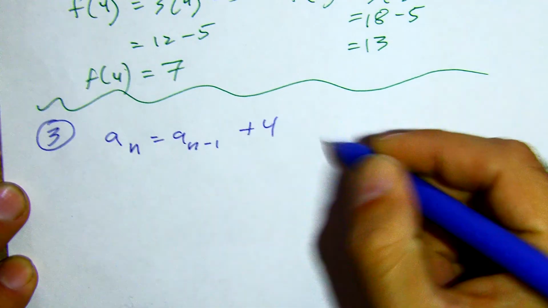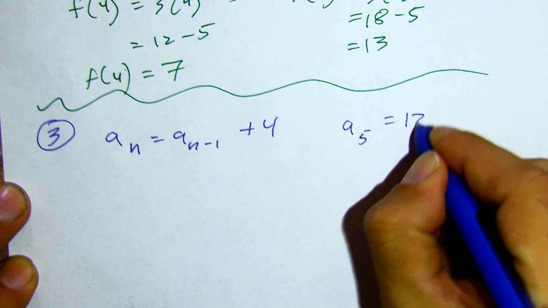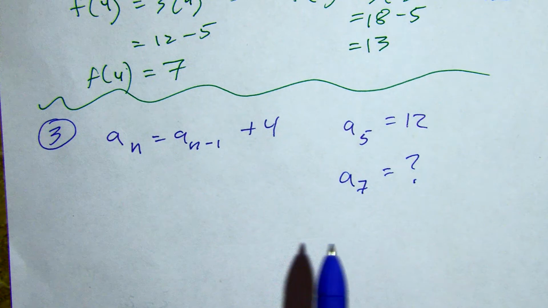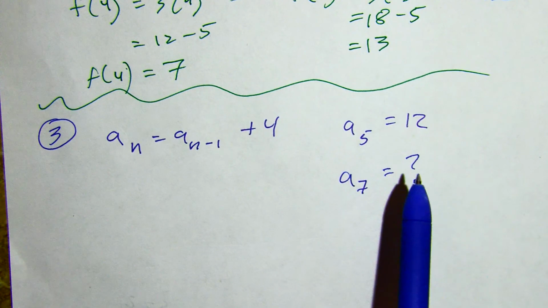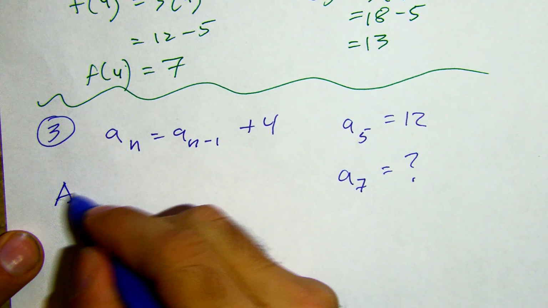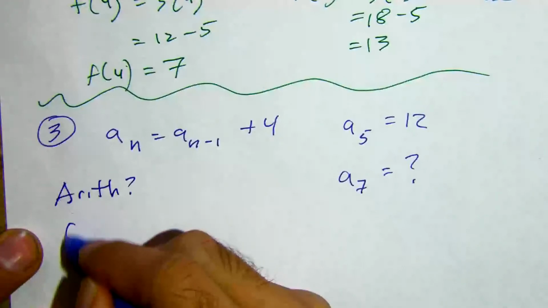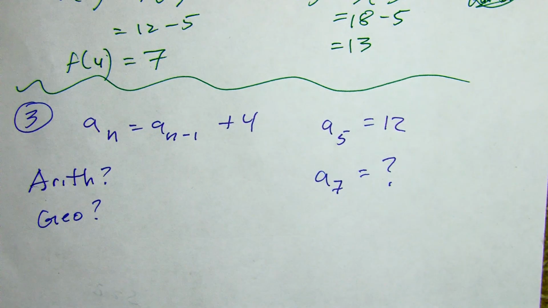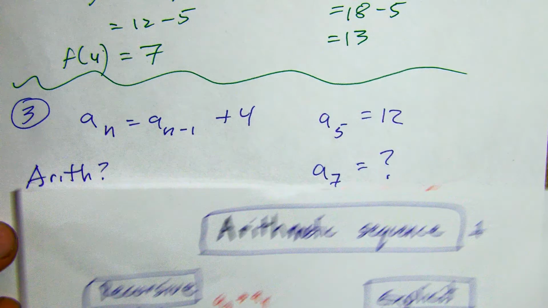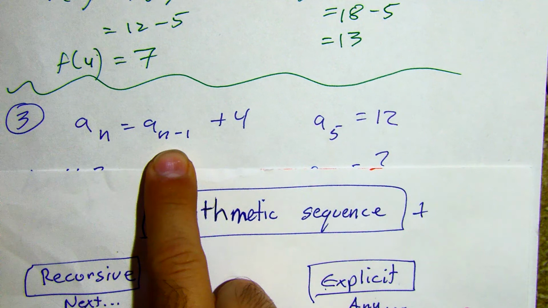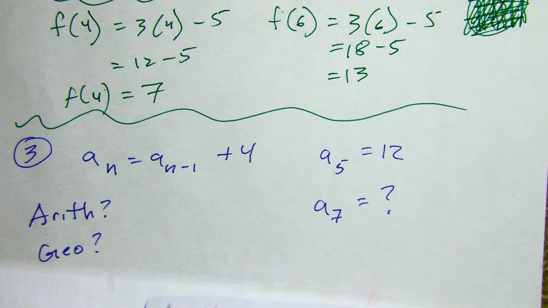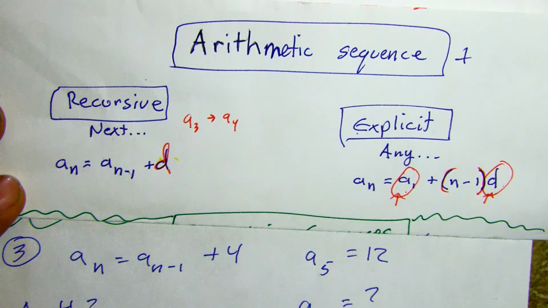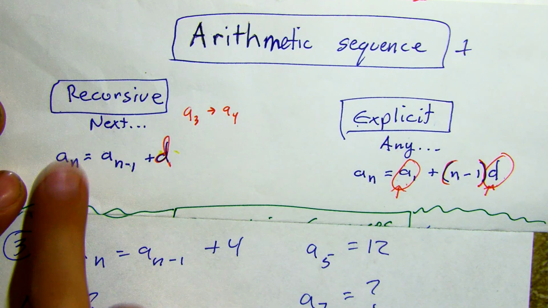So first off, they don't tell us if it's geometric or arithmetic. So what we need to do is look at our two formulas here, and it really looks like it is in a recursive form, because my recursive form for an arithmetic formula is just the next term is the prior term plus d. Because it has plus 4, that is a good indicator that we're talking about an arithmetic.